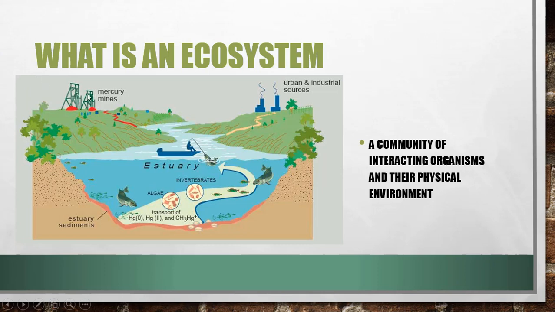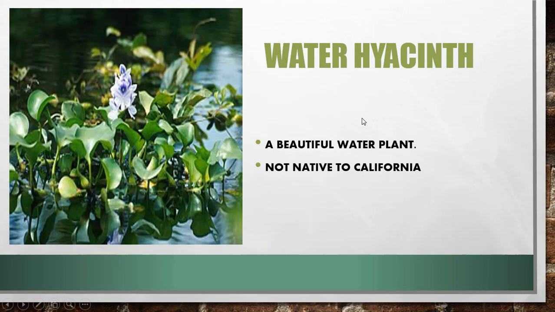Humans have brought a change in the use of the land, from being more agricultural or slight agricultural from the Indians, to mining, to urban and industrial sources, which have changed the land and how it is used and what is put into the water. We are specifically going to look at how the ecosystem is changing due to a water plant called the water hyacinth, which is a beautiful water plant but is not native to California.